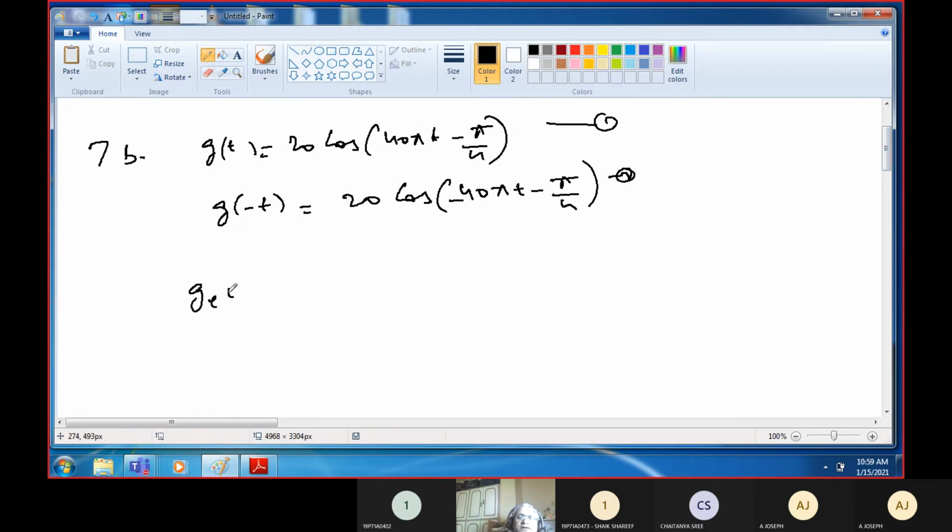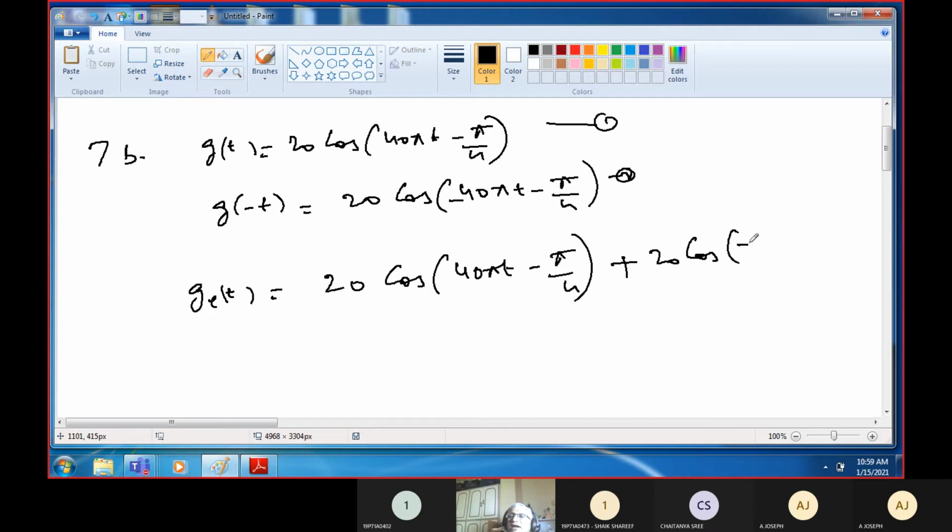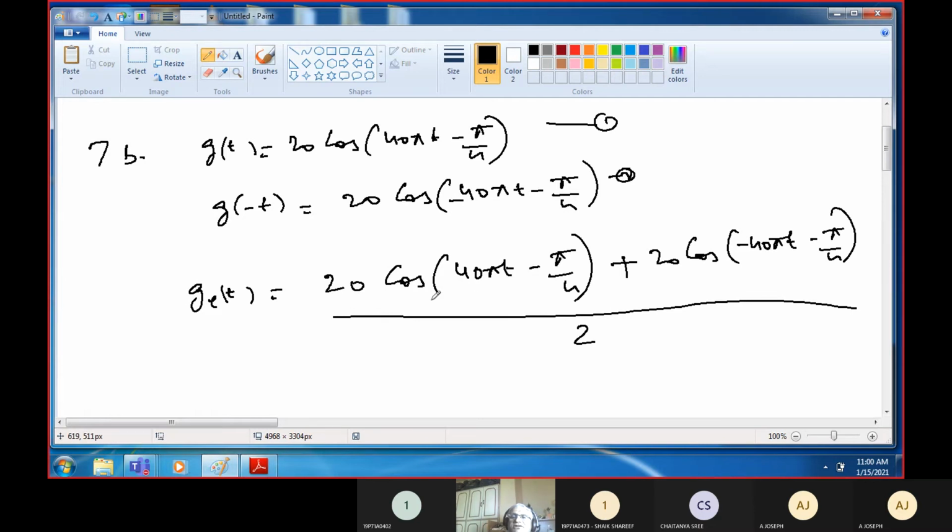So what is the even part of this one? Even part of this one becomes 20 cos of 40 pi t minus pi by 4, okay, plus 20 cos of minus 40 pi t minus pi by 4. You have to simplify these things. What is cos of minus t? You should be able to know that. Okay, and then try to write the function. So this divided by 2. This becomes the even function.